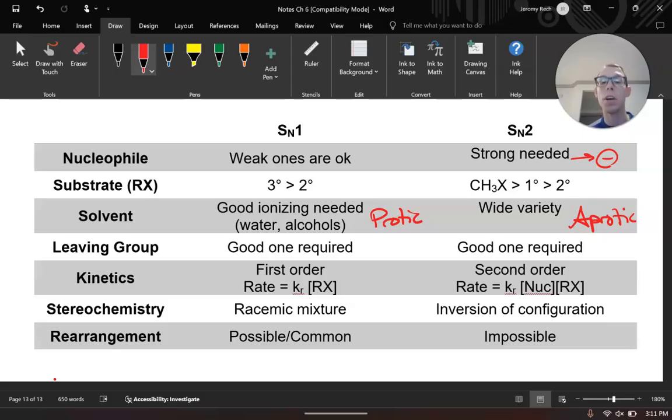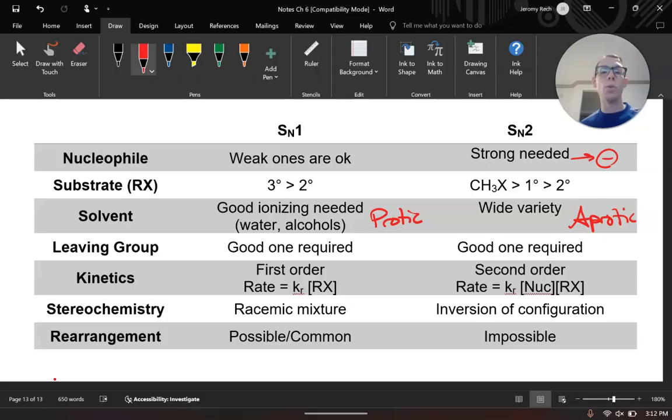When it comes to stereochemistry, SN1s form racemic mixtures. Your reactive intermediate of your carbocation is an sp2 planarized substrate, so it does not have any stereochemistry defined at that point. So your nucleophile can attack from either direction and will form both your R and S. So overall, you're left with a racemic mixture.